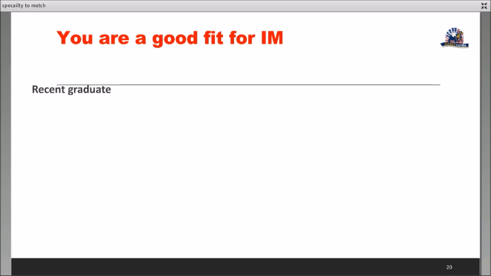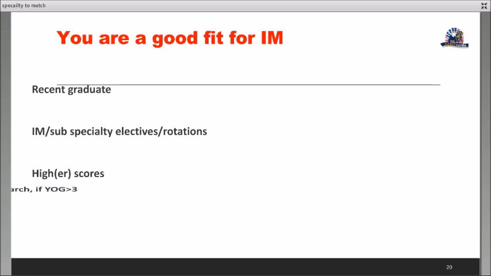Well, recent graduate, and like many specialties, IM really is focused on recent graduates. Subspecialty or IM direct primary care rotations will help. GI, cardiology, hem-onc, all those rotations will help you. And this is a specialty that goes for higher scores. So, there's no denying the fact that higher scores get you an interview in IM.